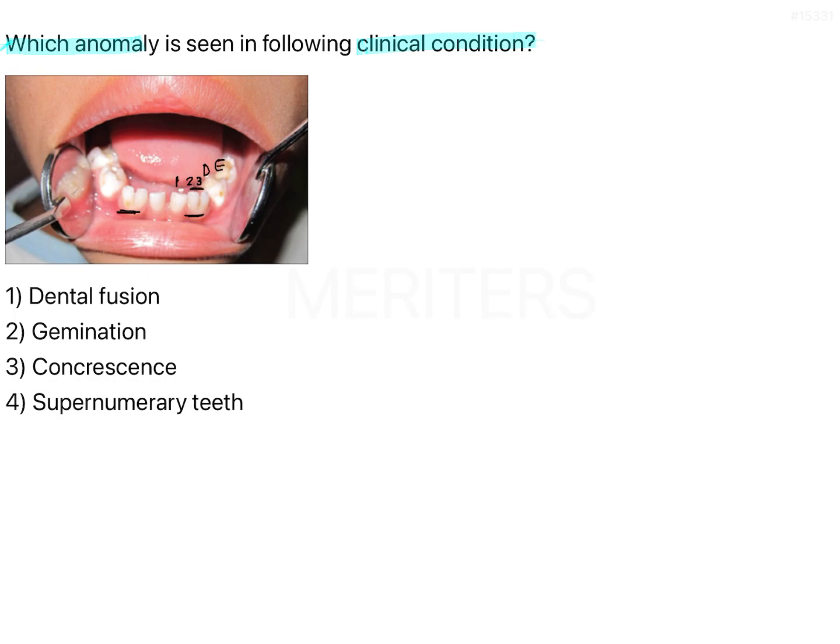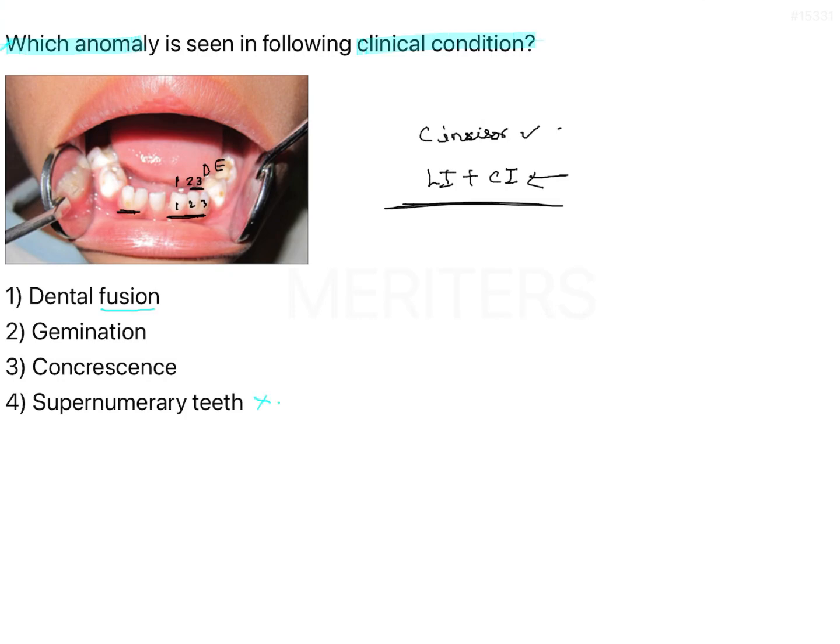Okay. If you look at the image clearly, the central incisor is there, and the lateral incisor and canine are combined together. There is no additional tooth present. Okay, there are the number of teeth here. You can see that 1, 2, 3 are in the same order, and there is no additional tooth as a separate entity. So it cannot be supernumerary teeth.